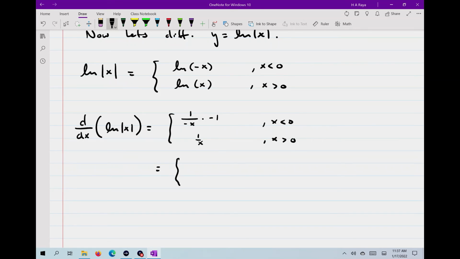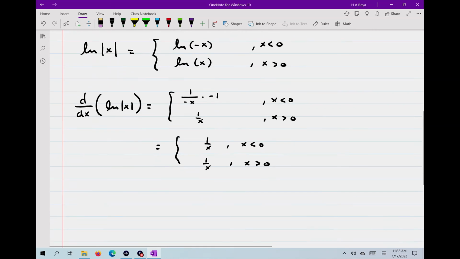Notice that 1 over negative x times negative 1 simplifies to 1 over x. So this is going to be equal to 1 over x when your x's are negative, and 1 over x when your x's are positive. Note that in this case, you don't care about what happens at 0 because the natural log is not defined at 0, so you wouldn't even be able to differentiate it there. But what we have said is that whether your x's are negative or positive, the derivative is 1 over x.